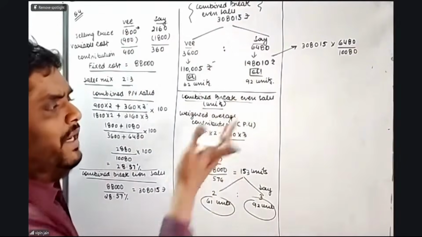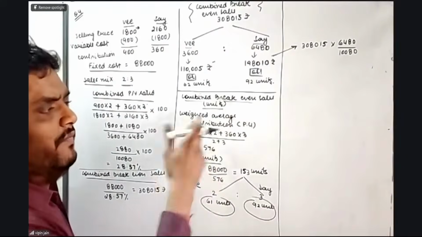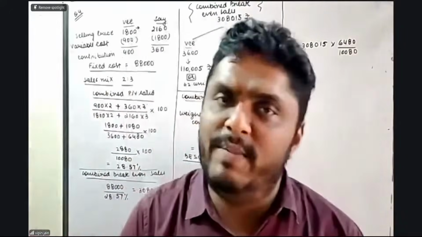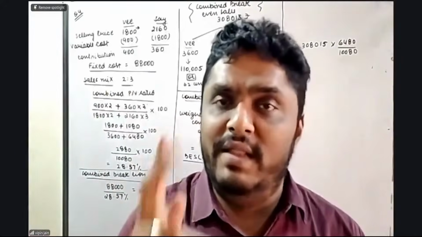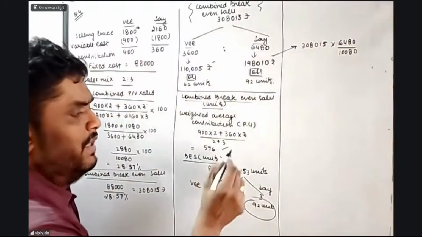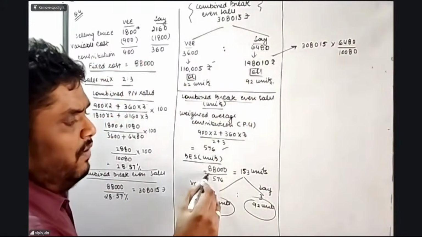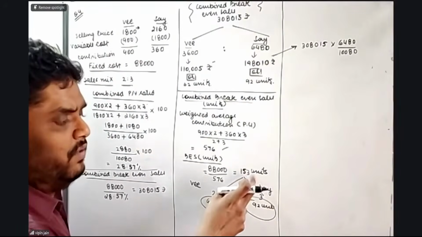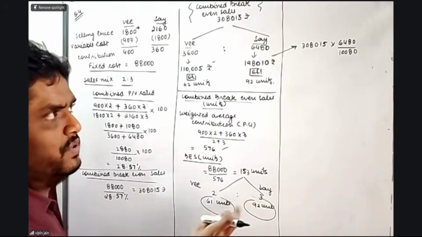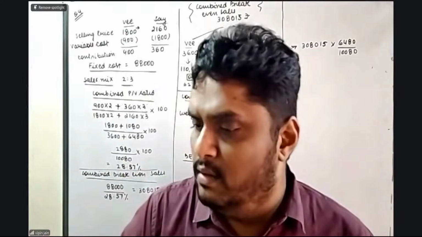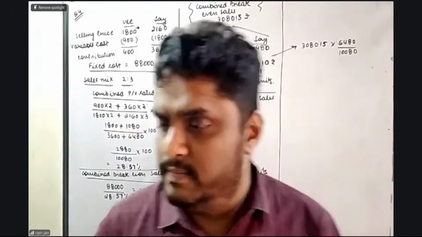Alternatively, if you want to calculate in units in another way, we will calculate the break-even sales as fixed cost divided by contribution per unit. But herein there are two products, so we will calculate the weighted average contribution per unit, that is 576. Now, 88,000 divided by the weighted average contribution per unit gives 153 units. It can be distributed in the ratio of 2:3. Anyone with any doubts or queries in this part? Yes?